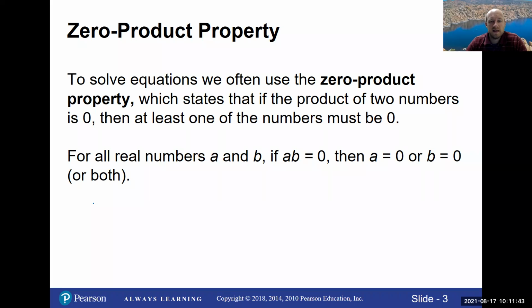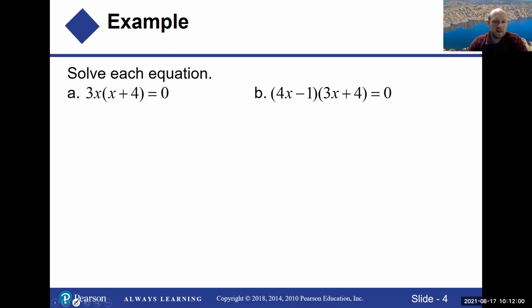The first thing here is called the zero product property. Basically, in order to solve equations, we use this property, which states that if I multiply two numbers together and the answer is 0, one of those two numbers, or both, has to be equal to 0. This is how that works if I have some equations.